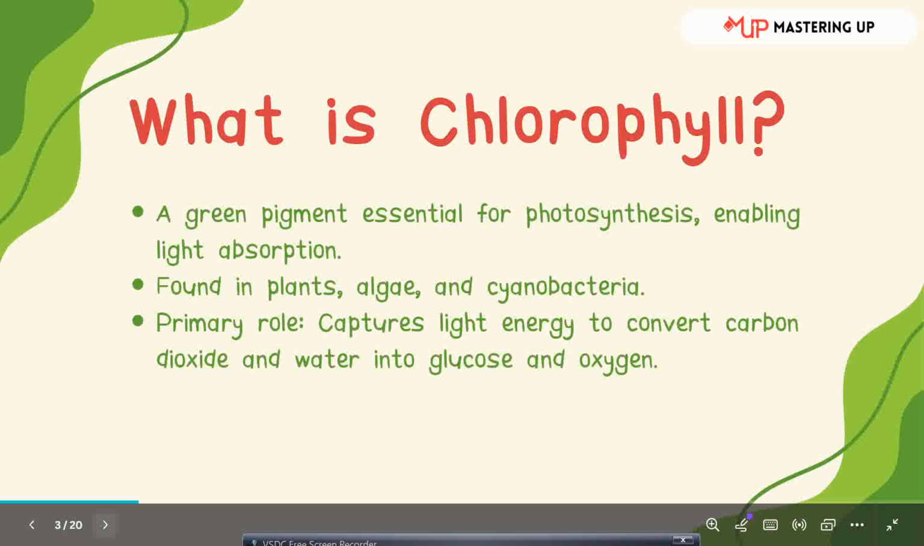It is found in plants, algae and cyanobacteria. Basically all those organisms which perform photosynthesis have chlorophyll. The primary role of chlorophyll is to capture light energy to convert carbon dioxide and water into glucose and oxygen.